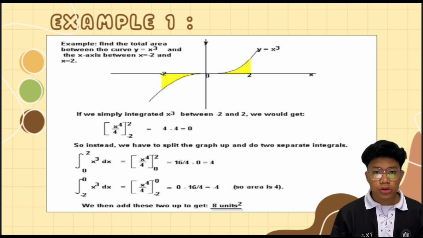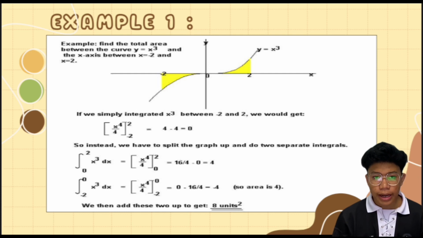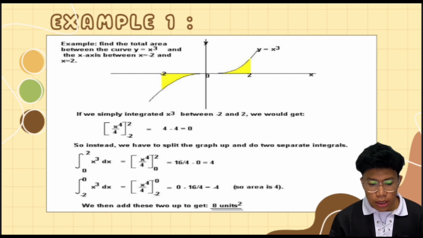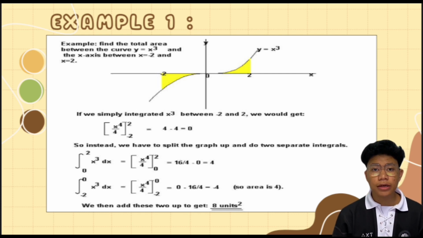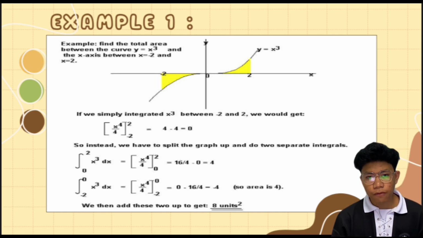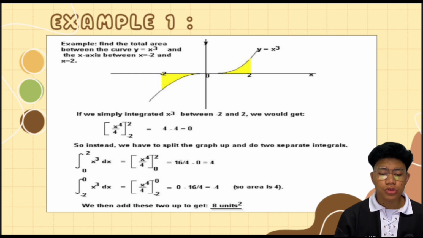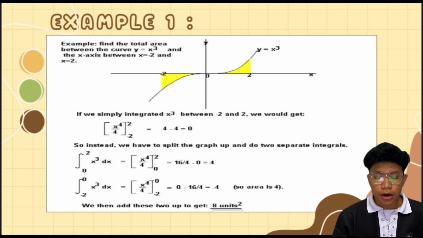Example 1 is find the total areas between the curve y equals x to the power of 3 and the x-axis between x equals -2 and x equals 2. If we simply integrate x to the power of 3 between -2 and 2, we will get x to the power of 4 over 4, which is equal to 4 minus 4, which is equal to 0. So instead, we have to split the graph up and do two separate integrals.